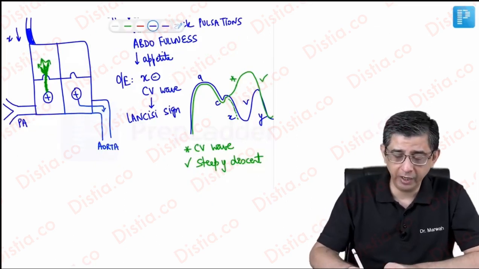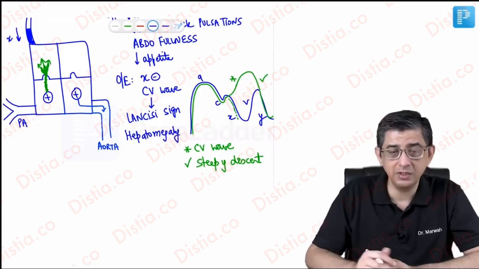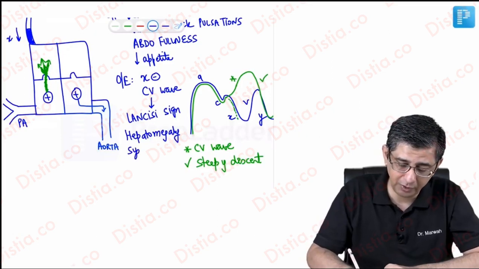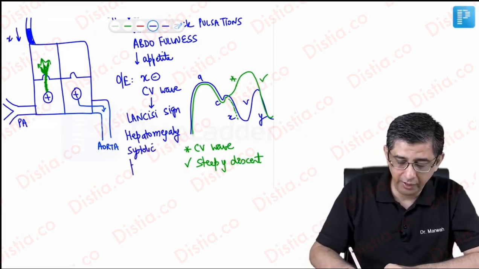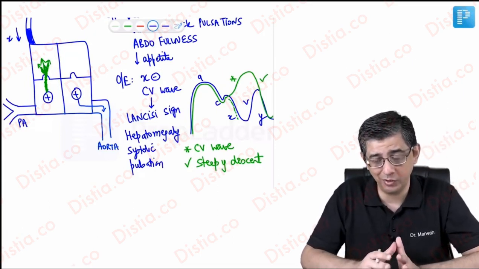As I proceeded with my further examination, I found that this chap was having hepatomegaly. And I also noticed some pulsations with respect to the liver, and this condition will be having systolic pulsations of the liver. I've already explained to you, I'm highlighting this again. If he says the word pre-systolic pulsations, it's going to be tricuspid stenosis.